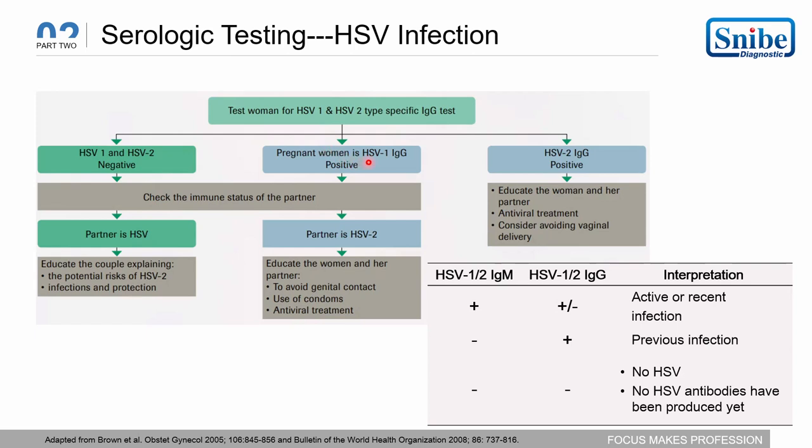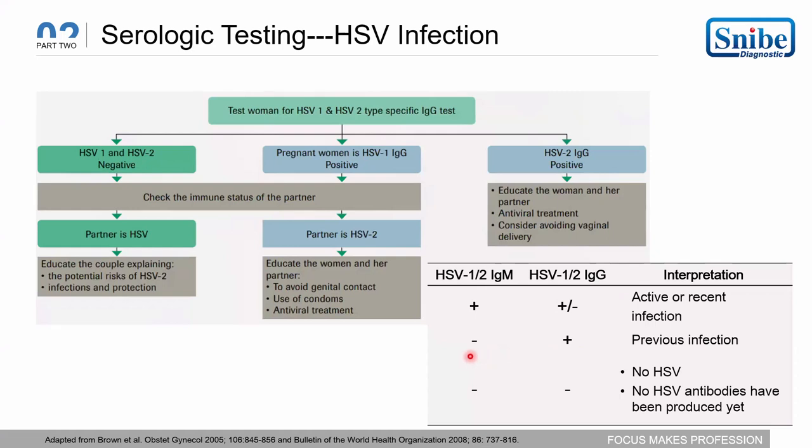If the pregnant woman is HSV1 IgG positive and the partner is HSV2 positive, then educate the woman and her partner to avoid genital contact, use condoms, and antiviral treatment is recommended. If the HSV2 IgG is positive, then educate the woman and her partner, give antiviral treatment, and consider avoiding vaginal delivery. If HSV1 and 2 IgM is positive, and HSV1 and 2 IgG is positive or negative, it's an active or recent infection.